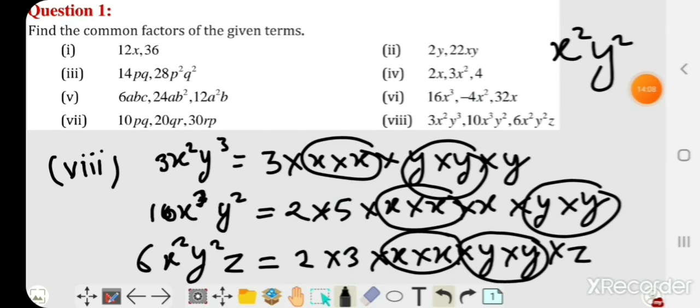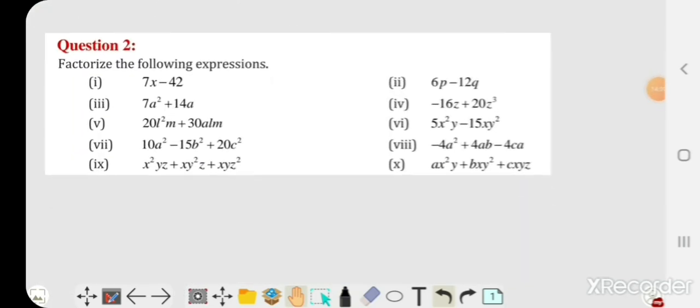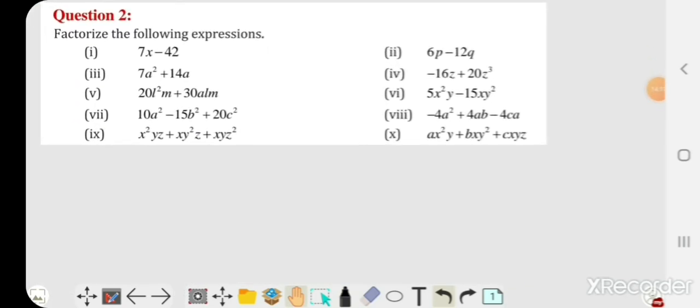Now let's move to the next question. Question number 2. Factorize the following expression. This is also the same, but here we do not find the common factor. Here a single term is given to you, and the term is in the form of sum and subtraction. So we have to convert these terms into the form of multiples only.